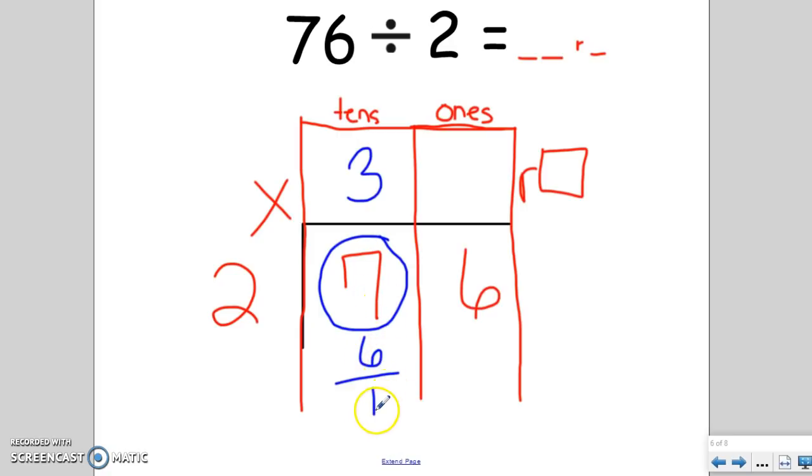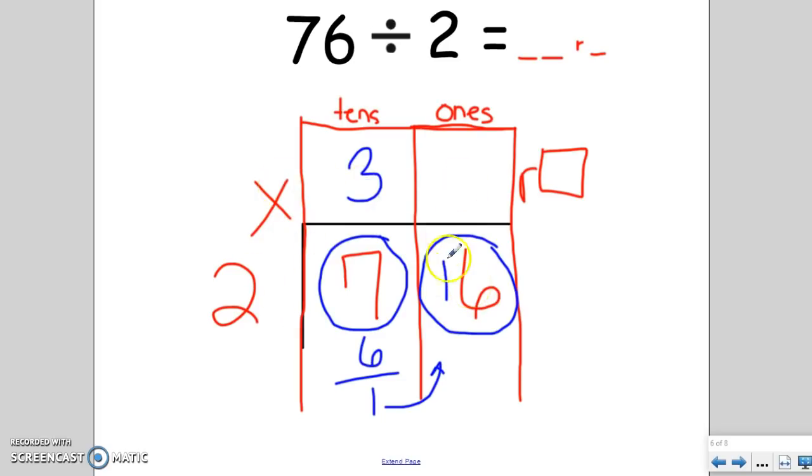Now I can't just ignore that leftover 1. I'm going to take that 1 and I'm going to break it down into ones. It was worth 10. I'm going to break it down into ones and combine it with the 6 ones that I already have. Now I have a total of 16 ones. My target is 16. So 2 times what gets me as close to 16 without going over?